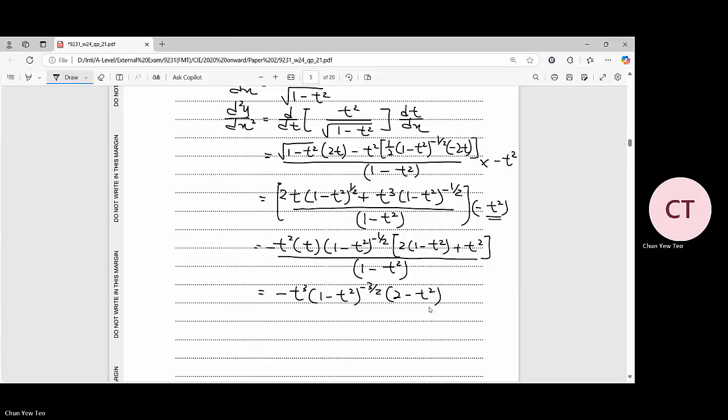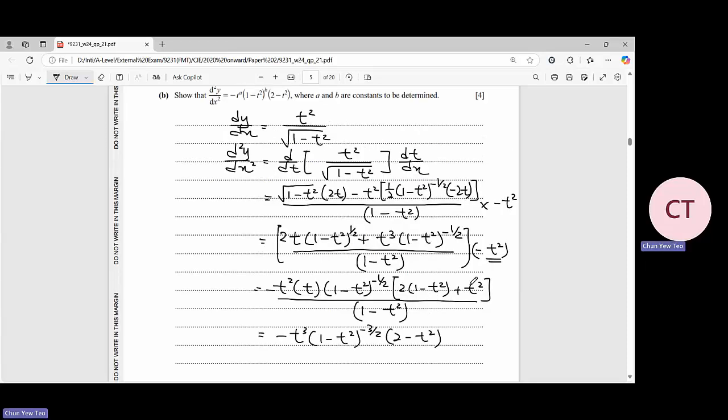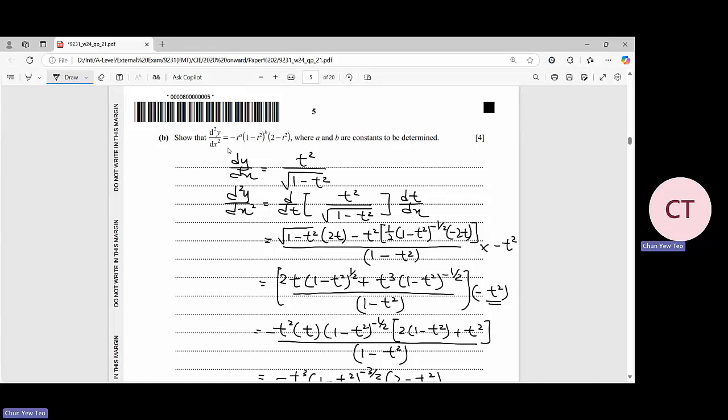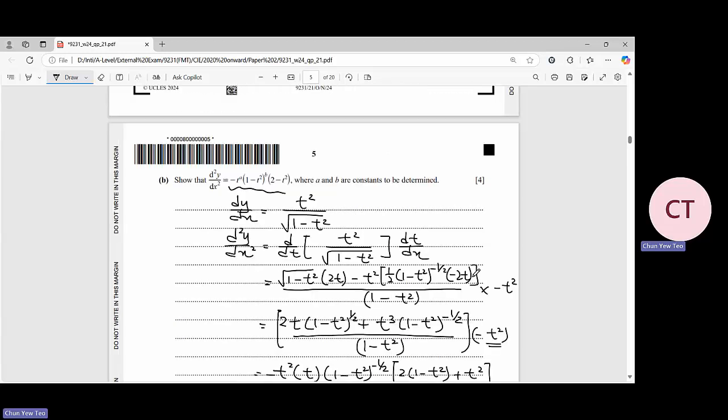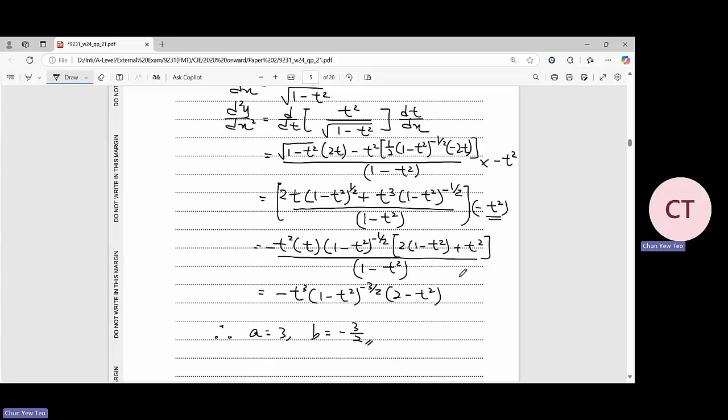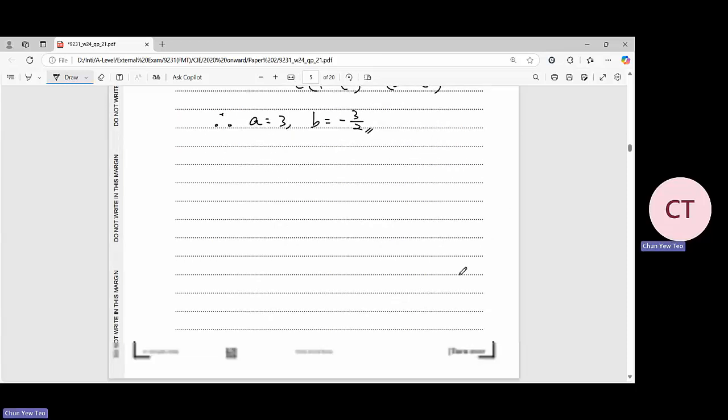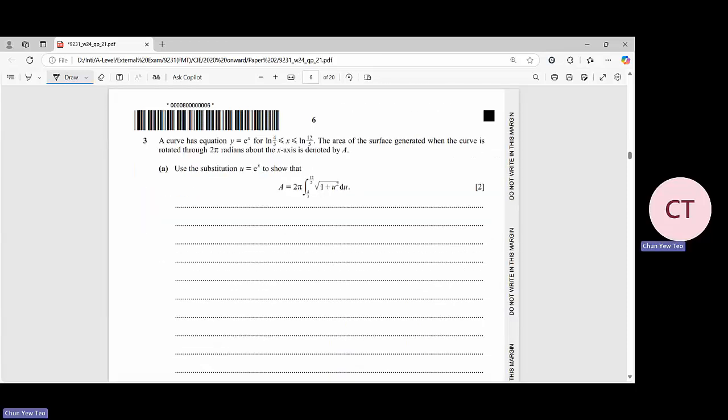If you compare to the form, this is exactly the form that we want. Therefore, A is 3 and B is negative 3 over 2. So this will be the answer for question number 2B. Now we move on to question number 3.